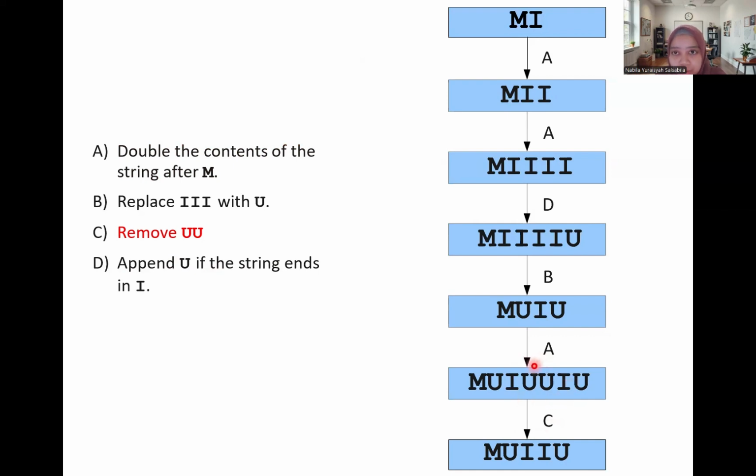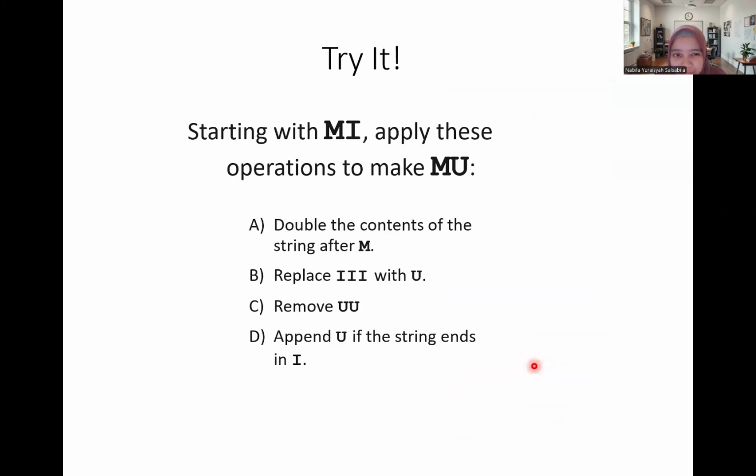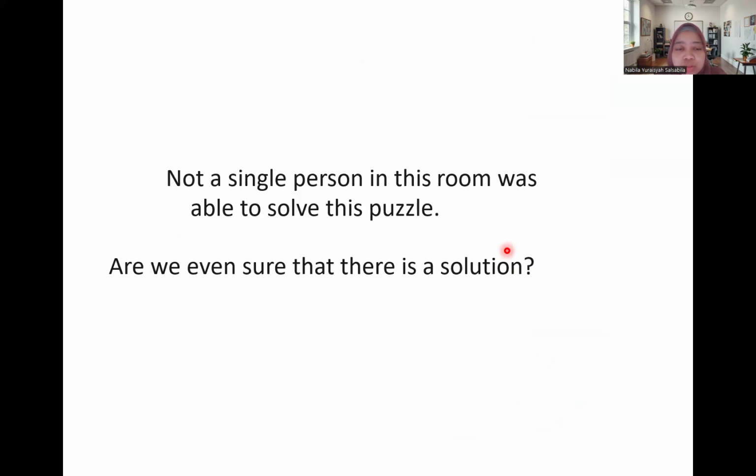Okay, try another way. You can try another way, but you have to use only these four operations, these four rules, okay? So no one can actually solve this puzzle, which is to transform from MI to MU.